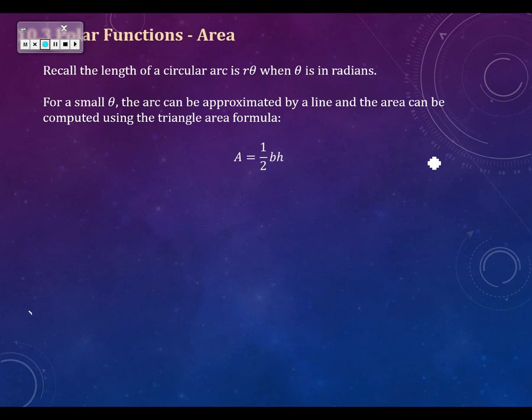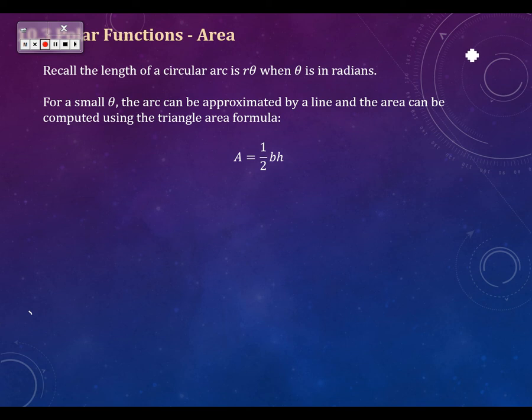So recall that the length of a circular arc is r theta when theta is in radians. I say recall, but maybe you don't remember that. You remember that arc length formula? In particular, remember that r theta is the length of the arc even when theta is 2 pi.